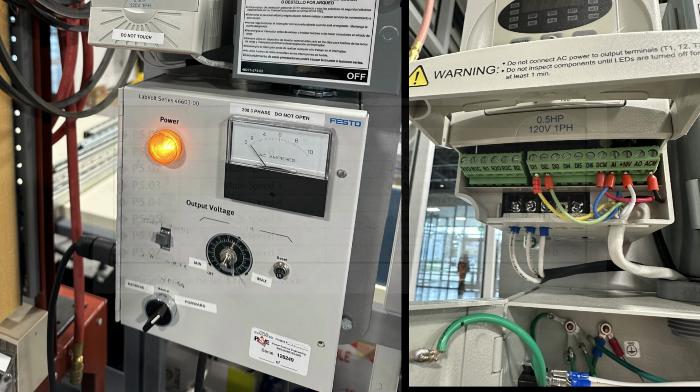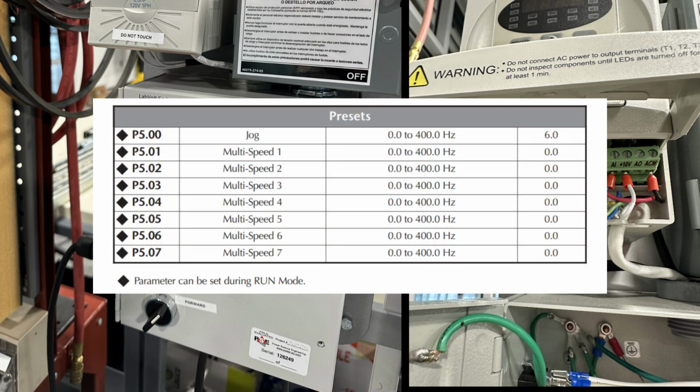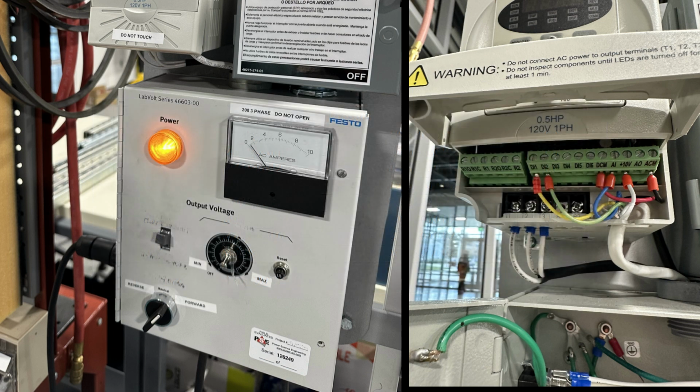To set the different speeds, I use the multi-speed presets, which allow you to save 7 different speed settings. I set speed 1 to 13.5 Hz, which is around 424 RPM, and speed 2 to 30 Hz, which is around 900 RPM. Now we need to let the VFD know what speed it needs to run.